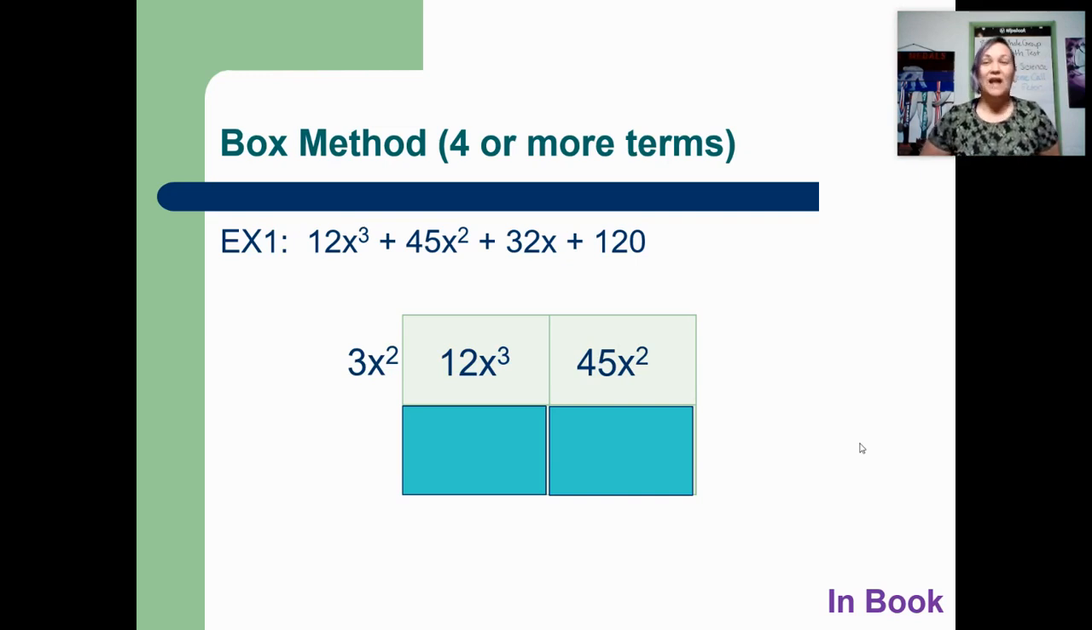From here, I like to think of this as our multiplication table. So I'm going to focus on the first box. And this 3x squared needs to be multiplied with something up here to create this 12x to the third. So we've got to think 3 times what is 12? And x squared times what will become an x to the third. And that's what we're going to write across the top up here. So across the top, I'm going to write 4x. 3 times 4 is 12. X squared times x is x to the third.